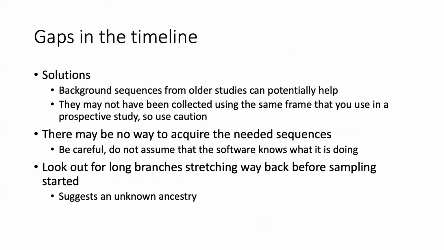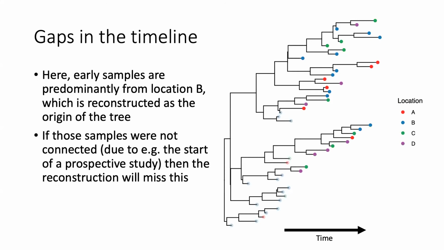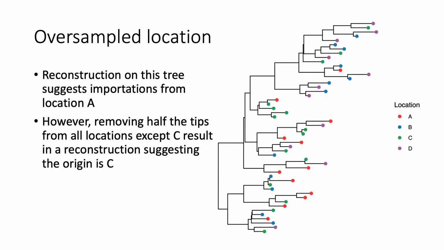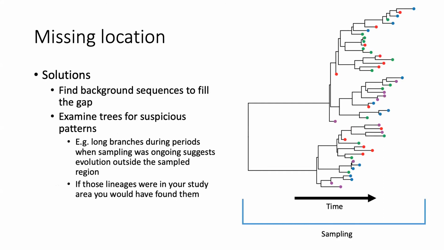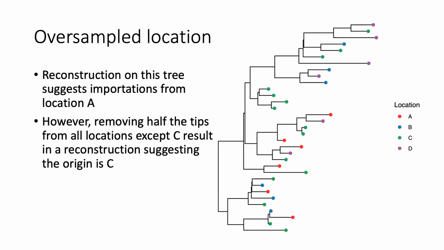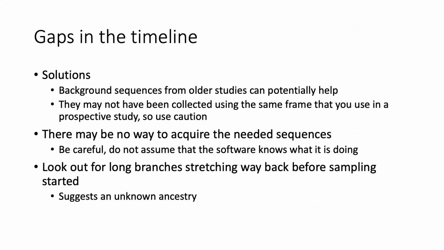Solution to this one, again, background sequences of older studies can potentially help, so we'll get on to some issues of that later. They may not have been collected using the same sampling frame that you might select, so caution with users. But there may just be no way to acquire the needed sequences. So just be careful with this, and don't assume that your software necessarily knows what it's doing. Look out in particular for the situation I had back here, with the long branches, which may suggest, if the sampling frame is late here, if you're not sampling over the whole period, that there's evolution going on at a time you can't really see.